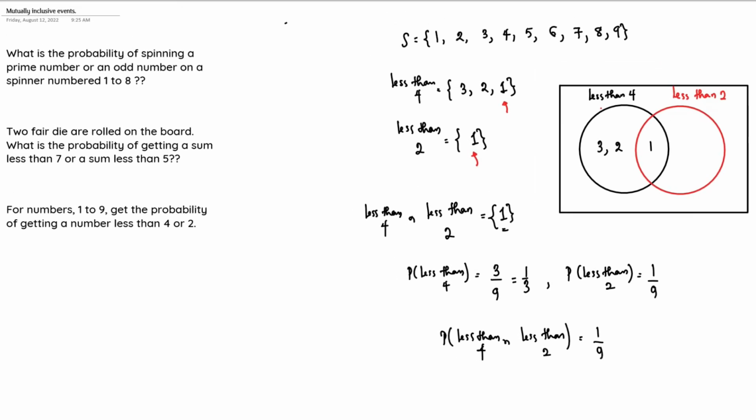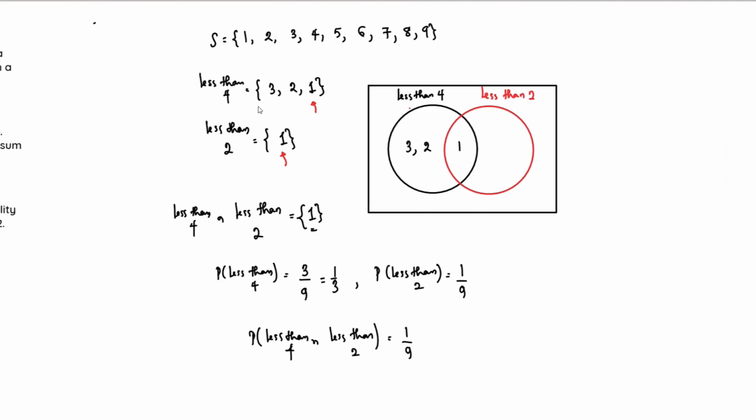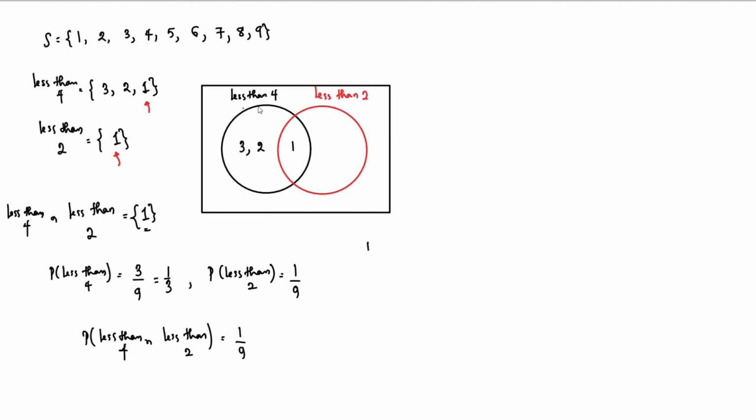So when we use the addition rule for mutually inclusive events, we are going to say that the probability that a value is less than 4 or a value is less than 2 is going to be equal to 1/3 plus 1/9 minus 1/9, and that gives us 1/3, which is equal to 0.333. Converting this to a percentage, we have a 33.3% chance.